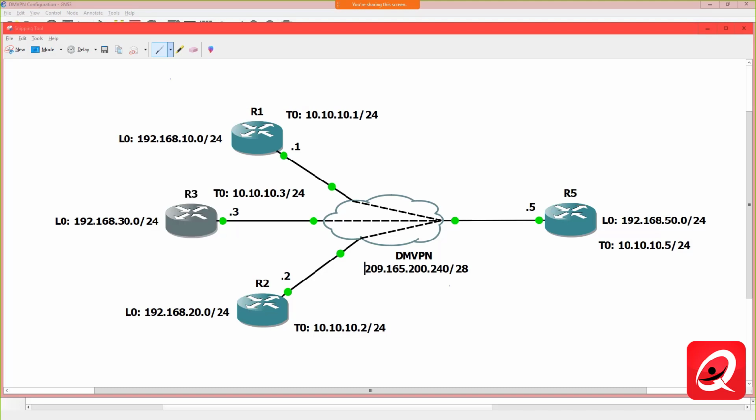Essentially with this NHRP redirect message, the next hop server is telling the spoke, look, I no longer need to be in this data plane transaction, so you guys need to talk to each other directly. Now this is only going to be a function of DMVPN Phase 3 to build that spoke-to-spoke communication. In DMVPN Phase 2, there is no concept of NHRP redirect.